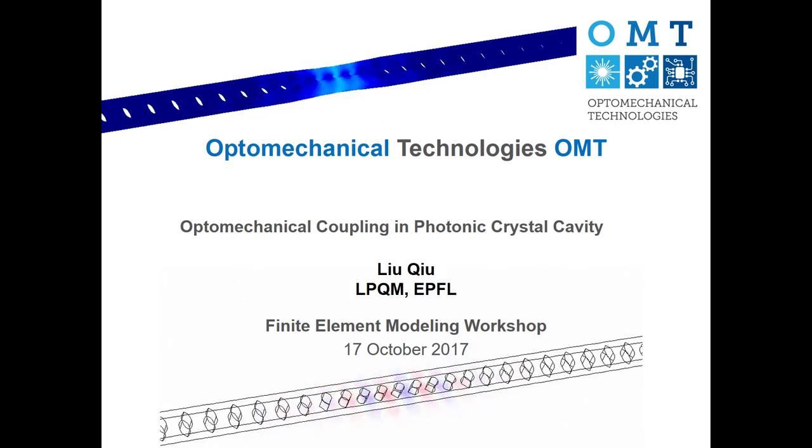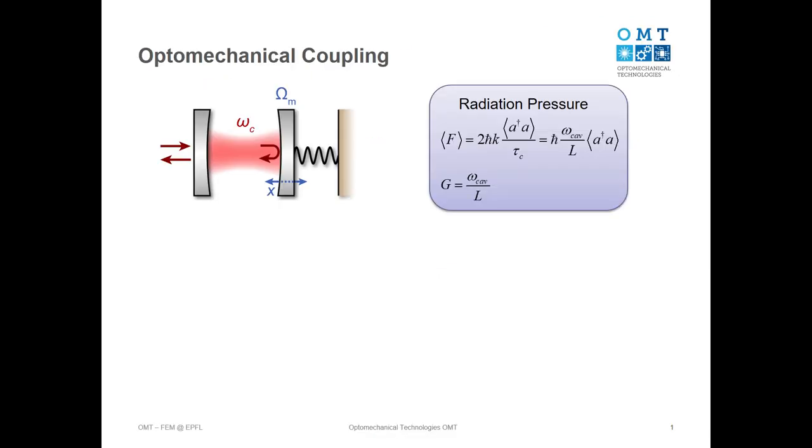So the idea is to have a cavity, a device which can at the same time have a band gap for phononics and photonics, but at the same time still have very strong interaction. And how does this coupling come about?